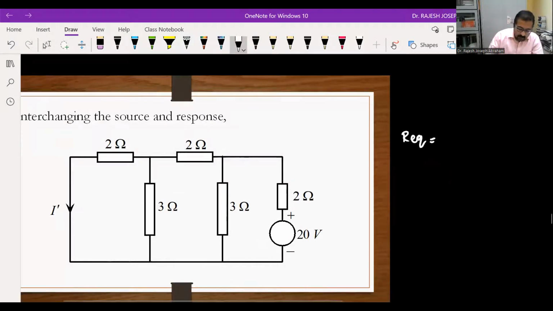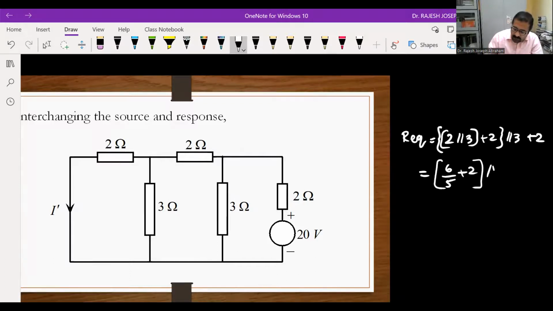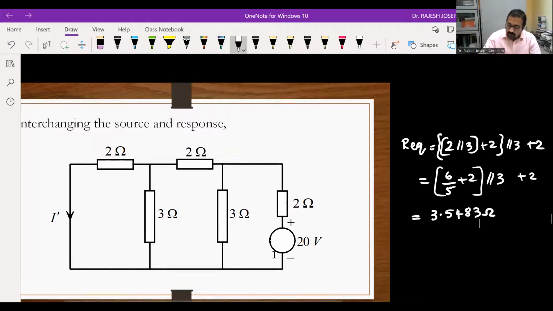R equivalent will be what? So 2 parallel 3, series 2, the total combination will be parallel with 3, the whole combination will be in series with 2. So I can write like this: 2 parallel 3, plus 2, whole combination parallel 3 plus 2. So 2 parallel 3 means 6 by 5 plus 2, parallel 3 plus 2. If you do this calculation, you should get again 3.5483 ohms.